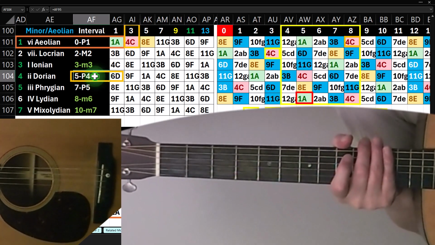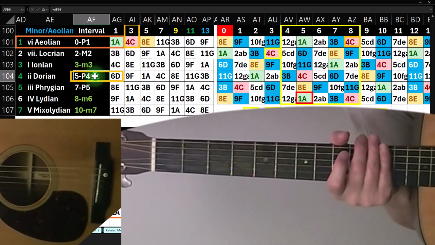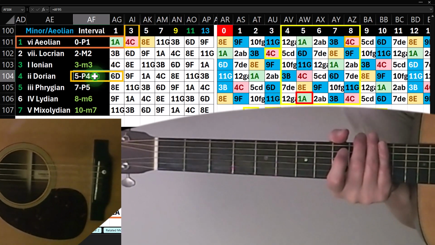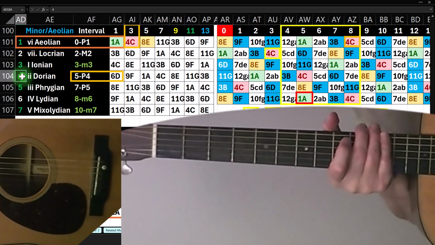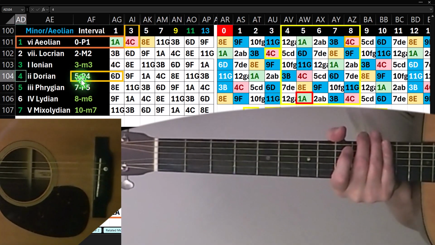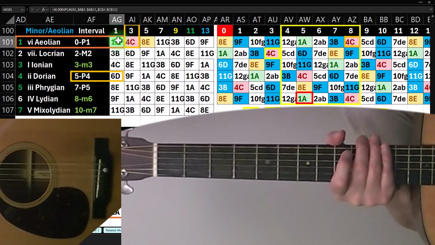I'll probably say it wrong multiple times as we go through this because it's easy to think that if it's 5 notes away, it should be a fifth. But no, it's a 5 note away perfect fourth. Okay, so this 4 represents that it's the fourth of our scale, and this 5 represents the distance from the root note in our scale, which in this case is A.